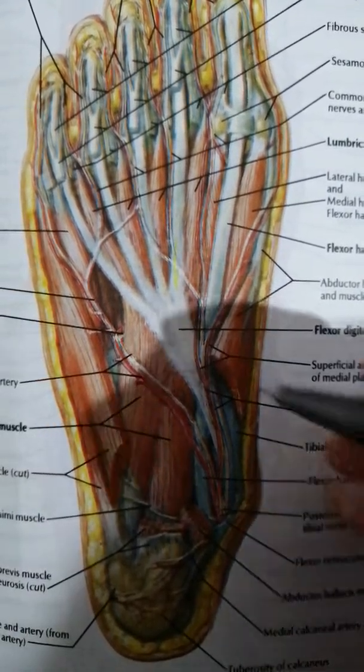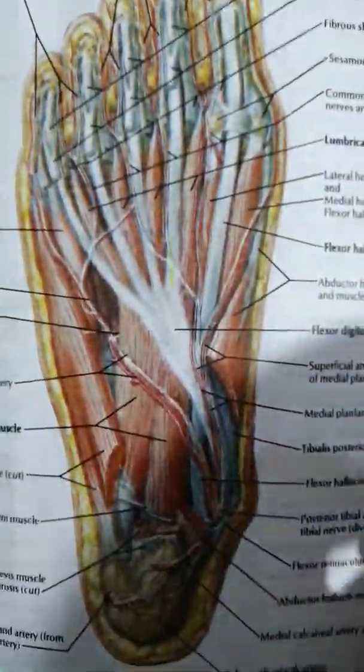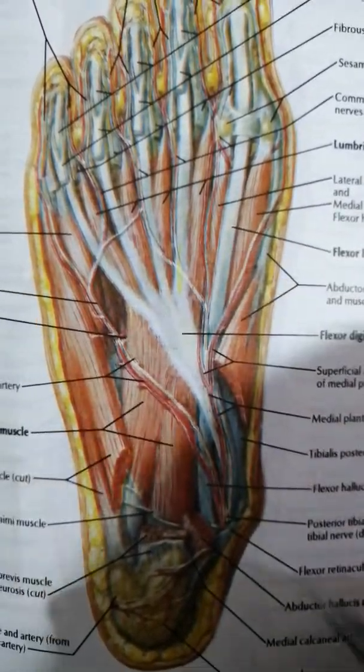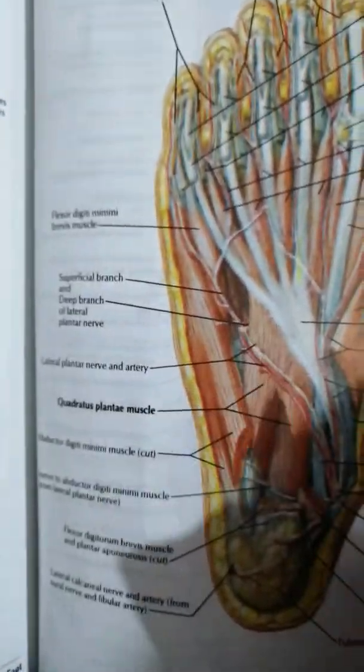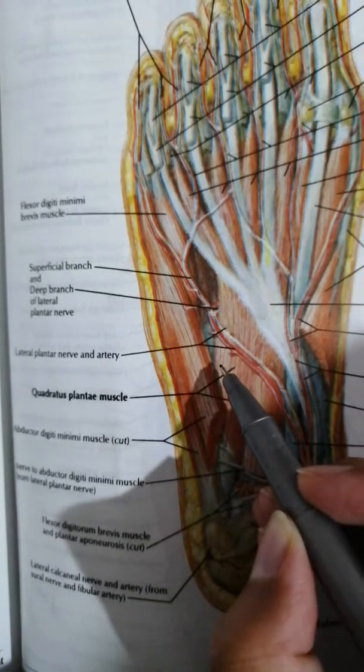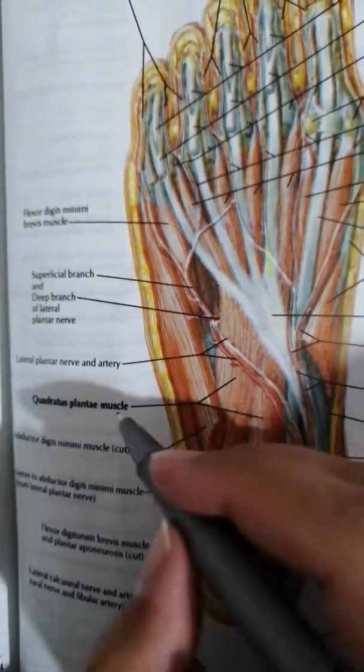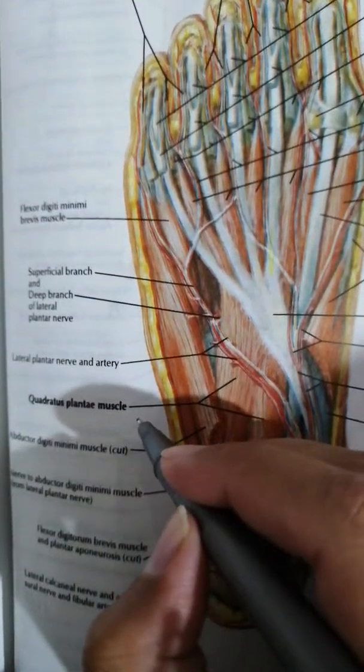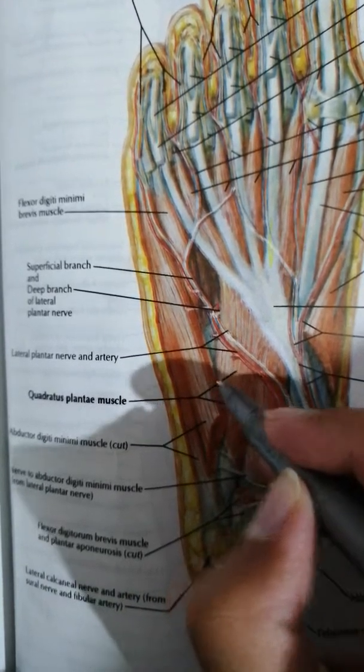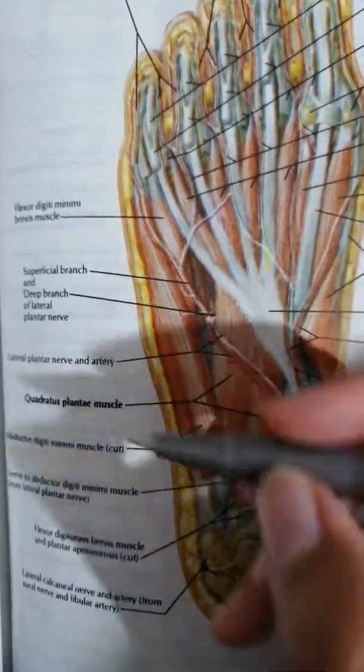In this video, we will be discussing the muscles and the tendons in the second layer of the foot. We'll start with this muscle over here, the Quadratus Plantae muscle, also known as the Flexor Digitorum Accessorius, for reasons I will explain.